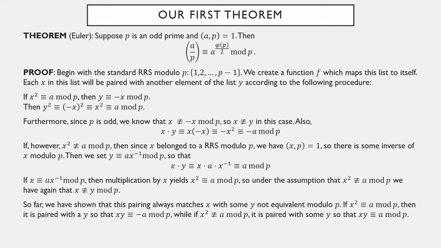If the x I started with squares to be a, then xy will be equivalent to minus a. But if x squared wasn't equivalent to a, then I pair it off with something so that xy is equivalent to a. So let's continue this proof.